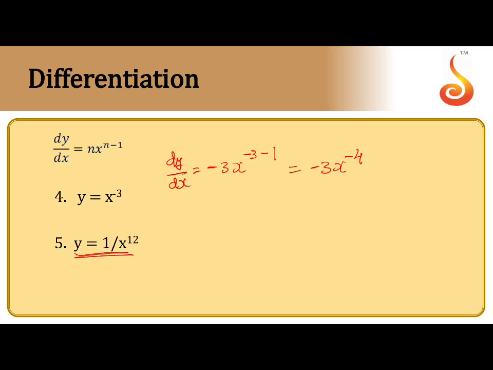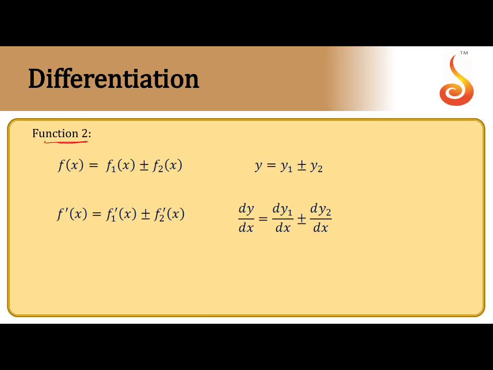What about this equation? I have taught you only for x power n. Here I have 1 by x square, so y can be written here as x power minus 12. dy by dx is equal to minus 12 x power minus 12 minus 1. This will be minus 12 into x power minus 13. x power minus 13 can be sent to the denominator, minus 12 divided by x power 13.